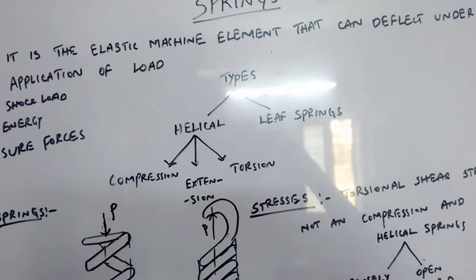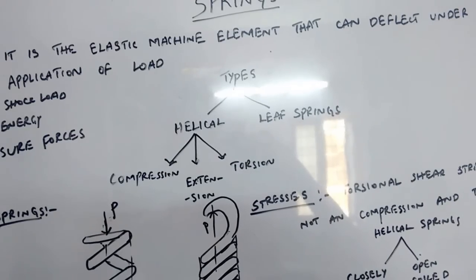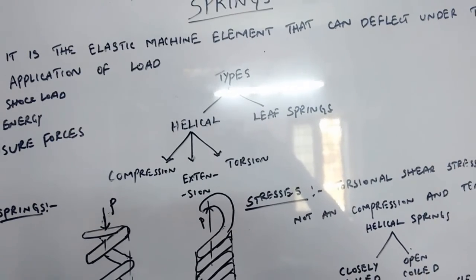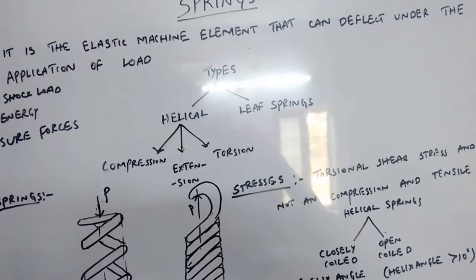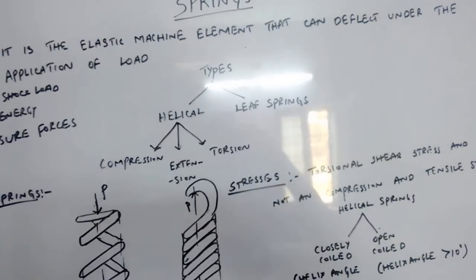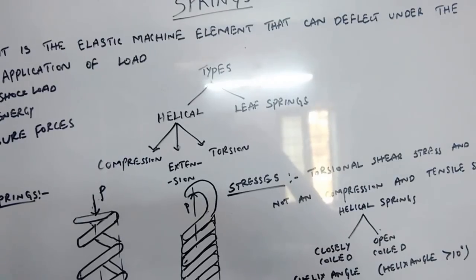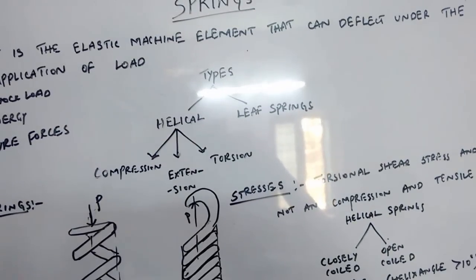We are going to discuss springs and the types of springs. A spring is a machine element that can deflect under the application of loads. Nowadays, we can observe the application of springs in a number of industries and in regular purposes. For example, there are major applications in three areas.